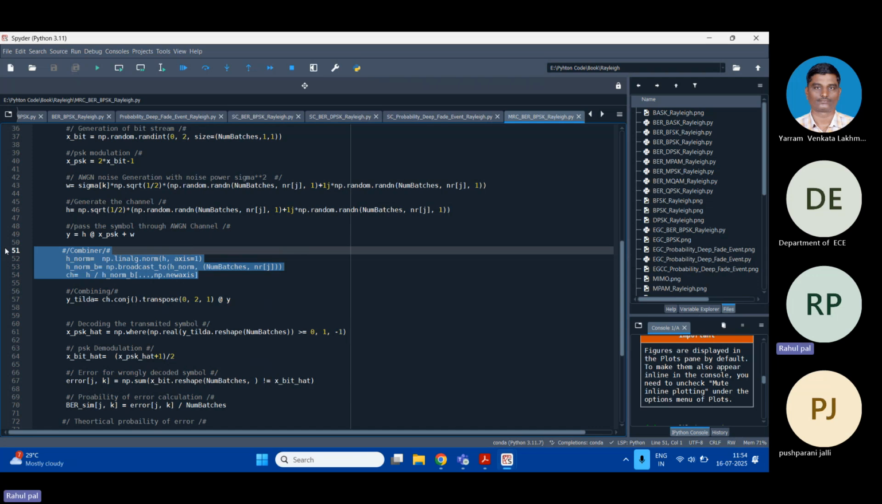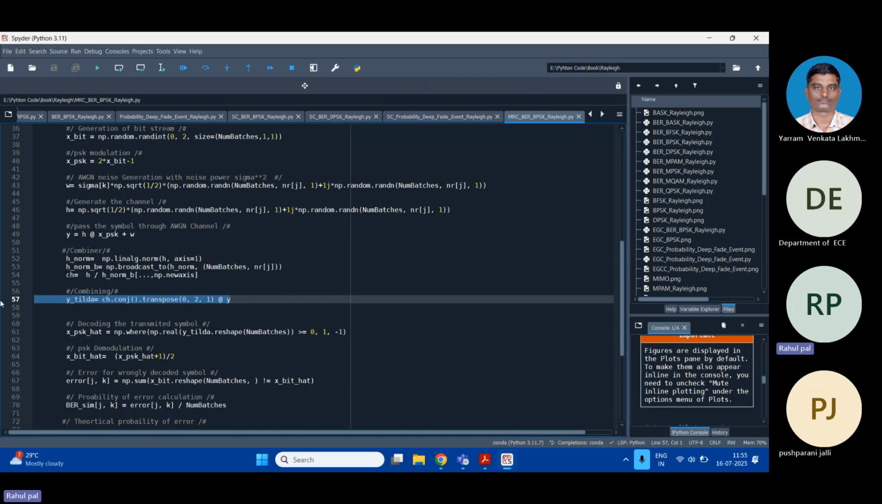Simply, we are getting the dot product of these two vectors. Now add this line, CH, as it is written in the code. If you see the code, this is the combiner. After getting the combiner, the combining part takes the dot product with the signal, and finally we get the resultant signal.